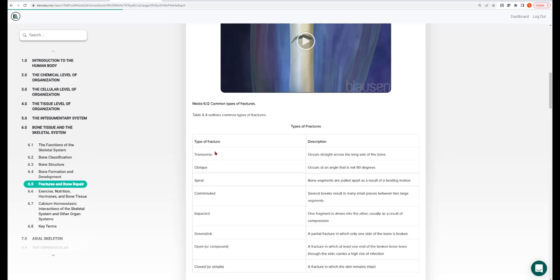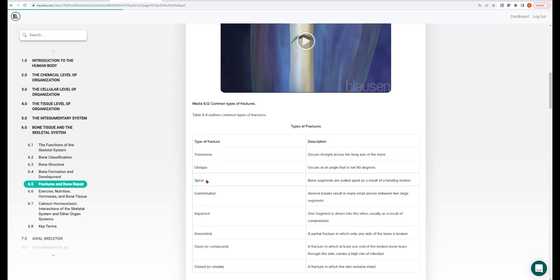Let's go to a few more. Transverse and oblique, these are terms that describe the plane of the fracture. So a transverse fracture is one that's going to go straight across a long bone. So think the femur, and you're going to break that bone kind of straight across the long axis into proximal and distal ends. An oblique fracture is one at an angle, right? It's going to be at some angle, oblique.